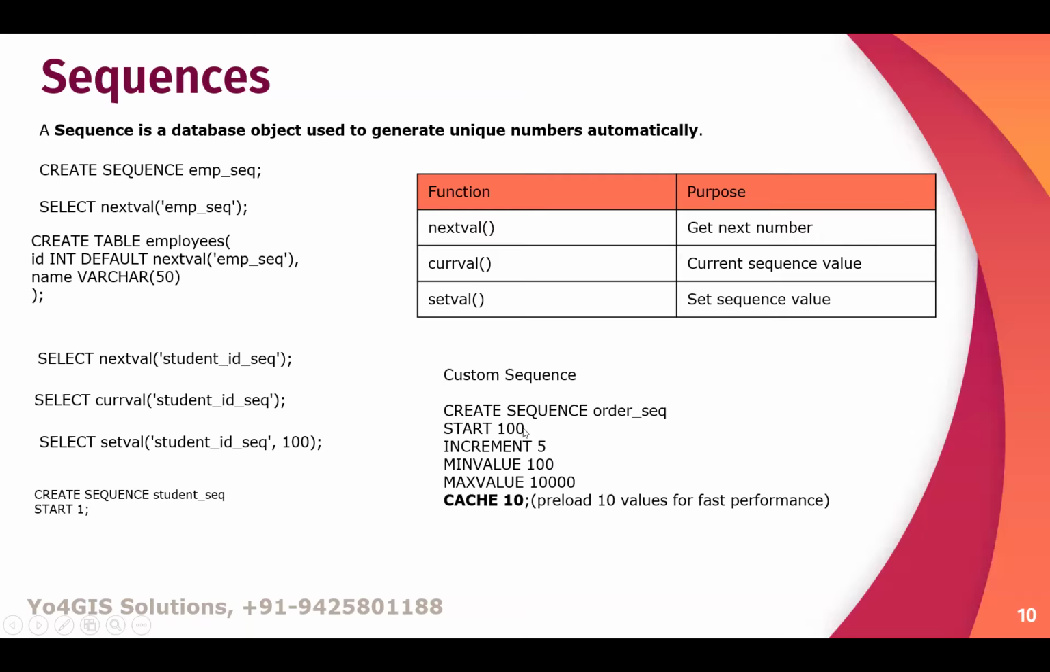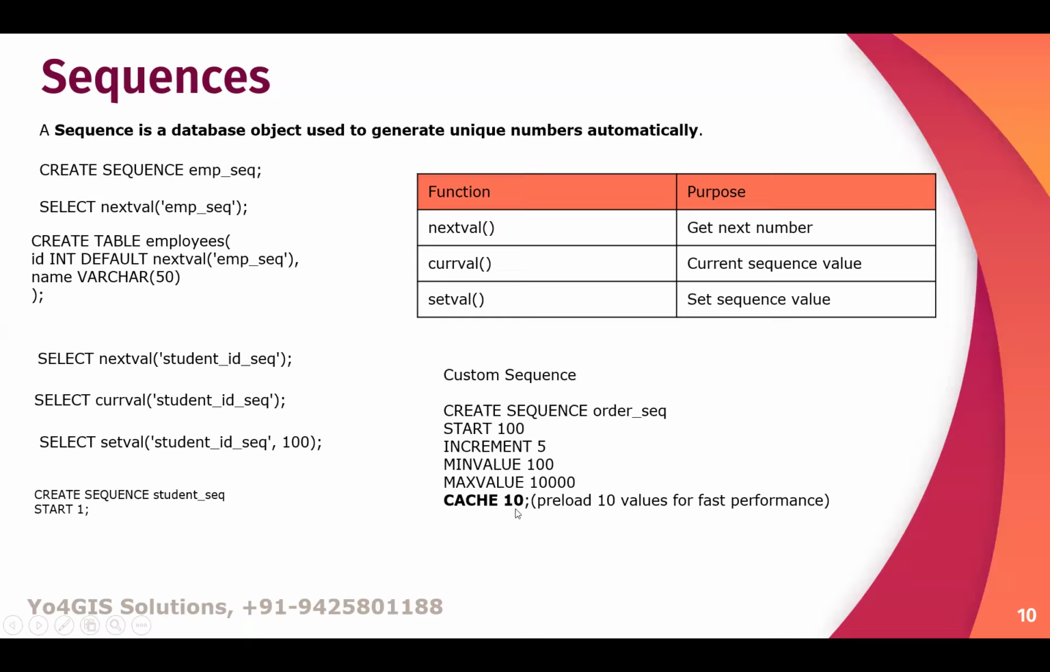It means if you have started from 100, what will be the next value if increment is 5? 105. Next value is 110, 115. And here you have also given the minimum value and maximum value. And an interesting thing is, what is the meaning of cache 10?